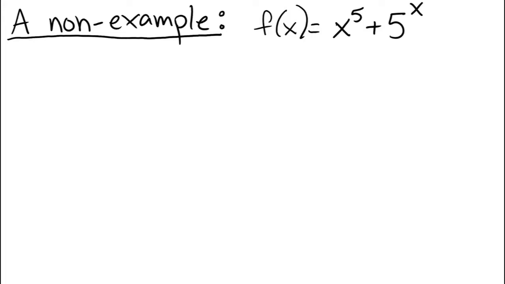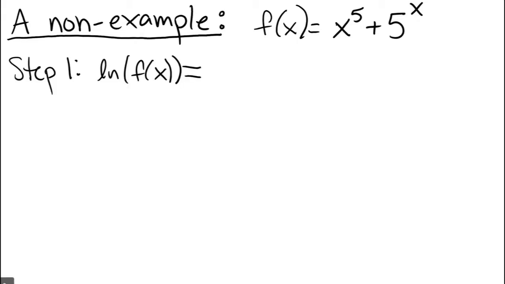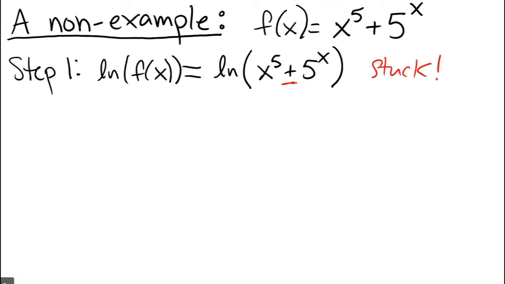So let's have a non-example. Here I've written f of x is x to the fifth plus 5 to the x. What happens if we try to use logarithmic differentiation here? In step 1, where we compute the natural log of f of x, we have a natural log of a sum. The two basic pieces here are x to the 5 and 5 to the x, and they're combined with a plus. We don't have any log rule which tells us what to do with this plus sign, so we are stuck. We can't do any simplifications in step 1.